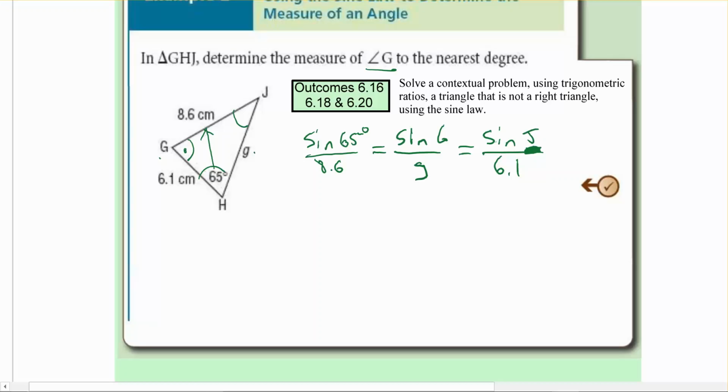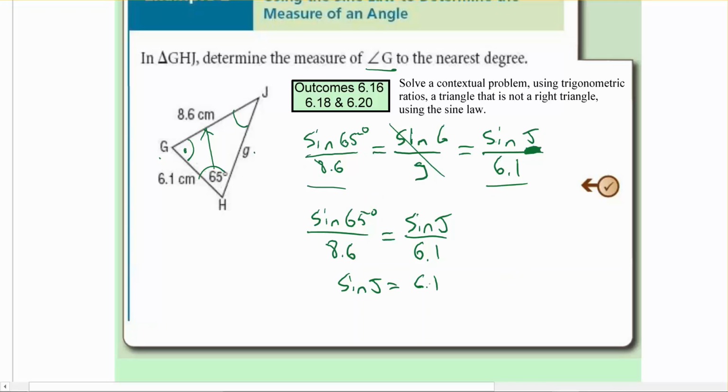So if we solve for that, I'm just going to rewrite that one is equal to that one and leave this out for now. Let's say, all right, so I got that written out. If I rearrange this, I can rewrite this to say sine J is equal to 6.1 times sine 65 degrees over 8.6.